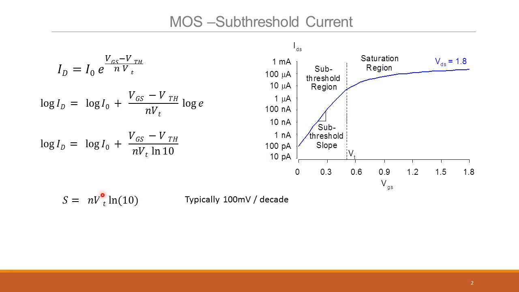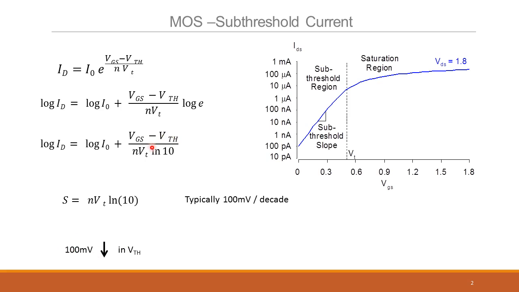Typically this is about 100 millivolts per decade. This number comes out to about 90 millivolts if you take VT as 26 millivolts and N as 1.5. And if you take a little bit different temperature or N is slightly higher, you'd end up with this. 100 millivolts per decade is a good approximation because it gives us a very good insight into what's happening.